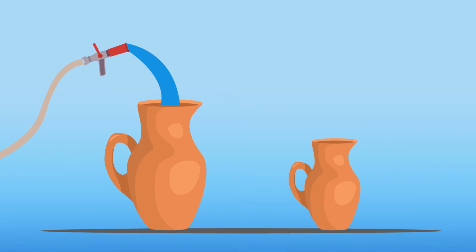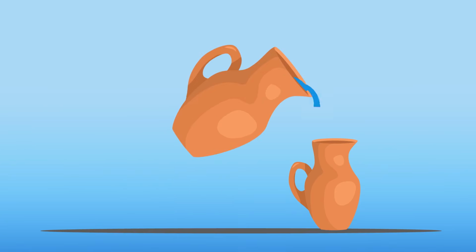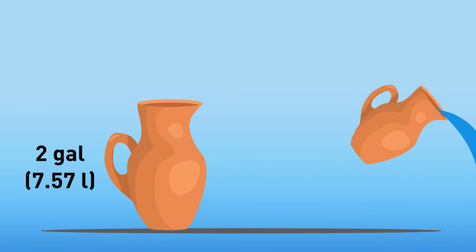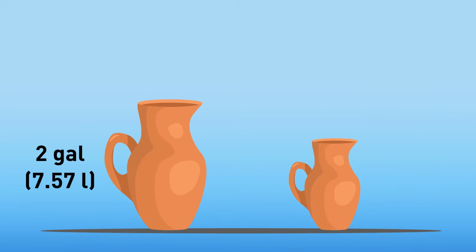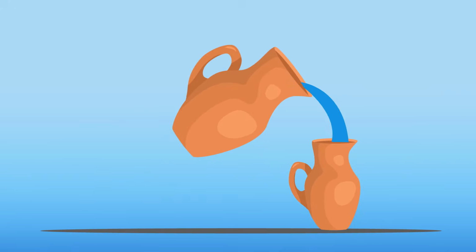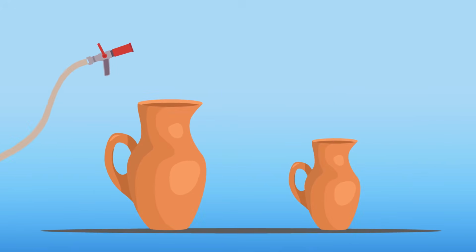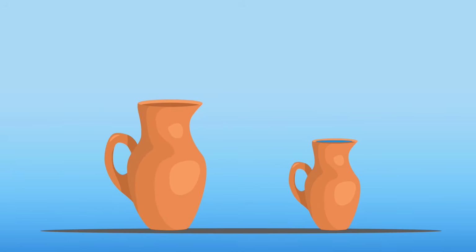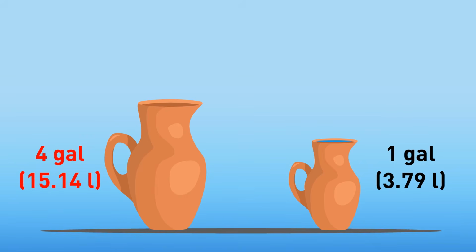Fill the 5-gallon jug to the top. Then pour it into the 3-gallon jug until it's full. You now have 2 gallons of water remaining in the 5-gallon jug. Pour out the water from the 3-gallon jug and then pour the 2 gallons from the 5-gallon jug into the 3-gallon one. Finally, fill the 5-gallon jug to the top and pour it into the 3-gallon jug until it's full. There was only enough space left for 1 more gallon in the 3-gallon jug, so you now have exactly 4 gallons in the 5-gallon jug.